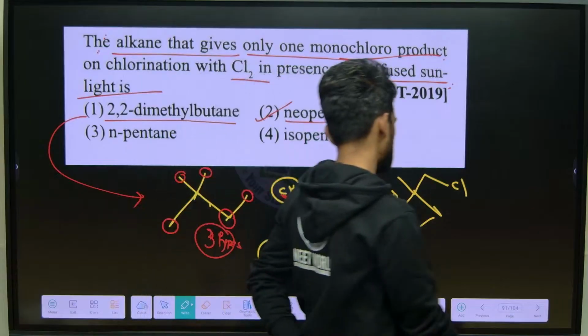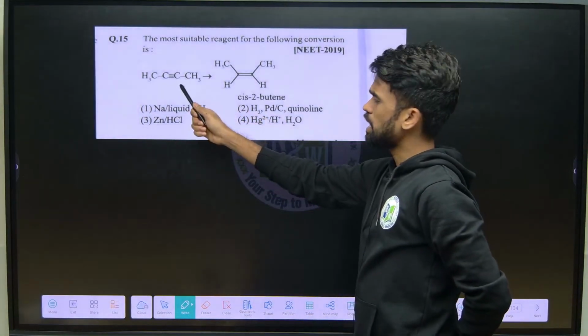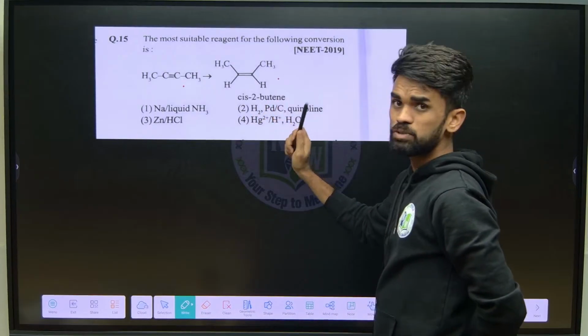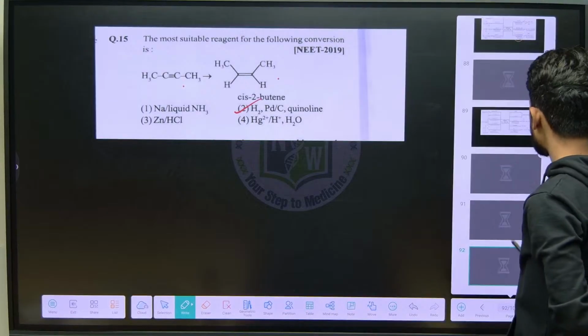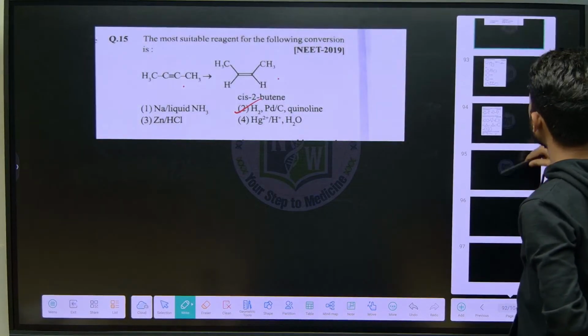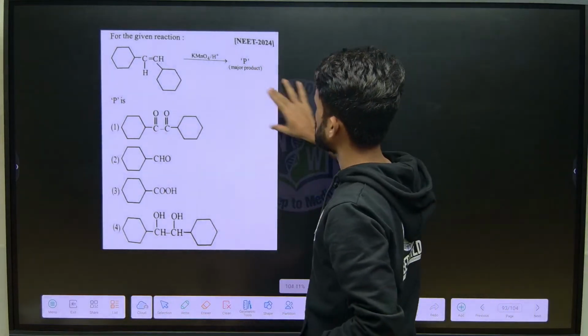Okay, that's it. Next, we discussed alkynes converting into cis alkenes. For this we require Lindlar's catalyst, that is H2, Pd/C, quinoline. Today I have shown you some questions, so tell me the answers for those. First of all, look at this.